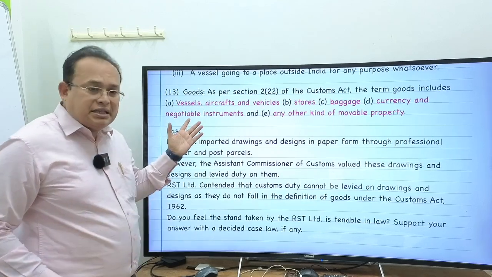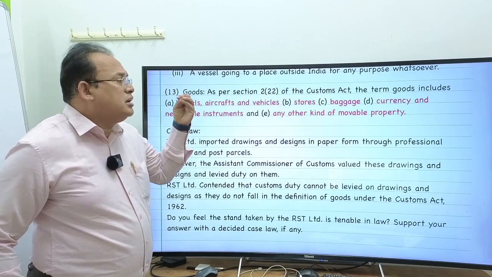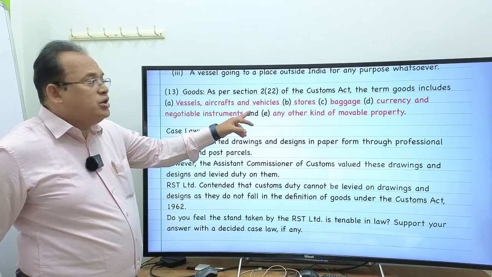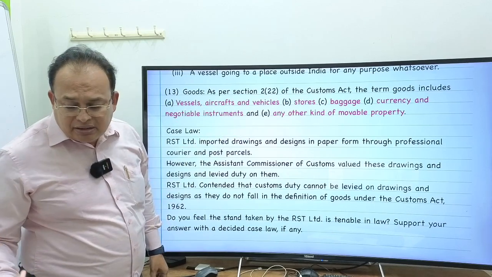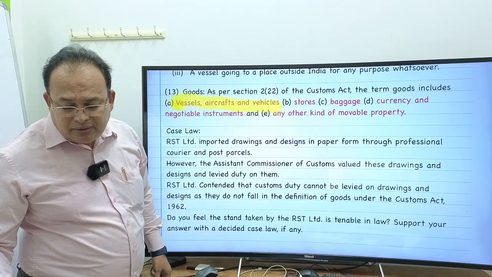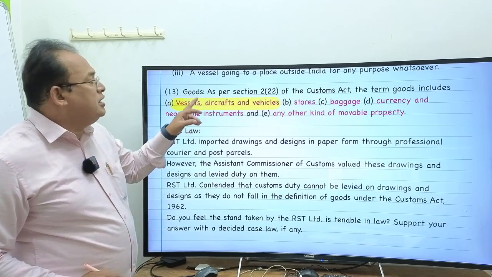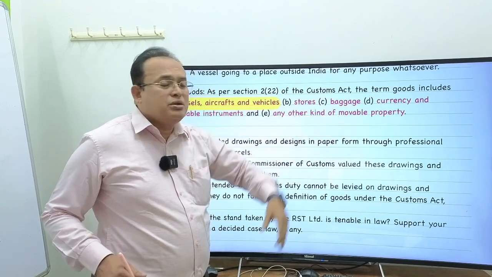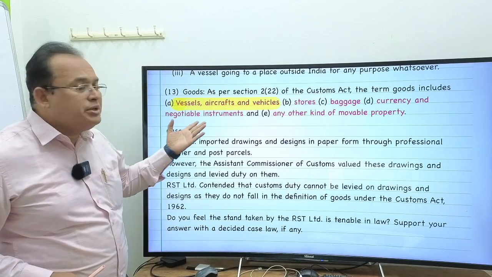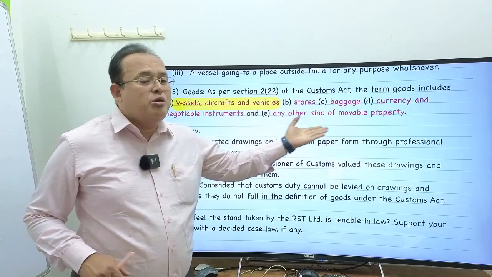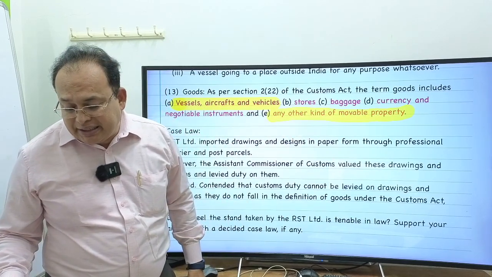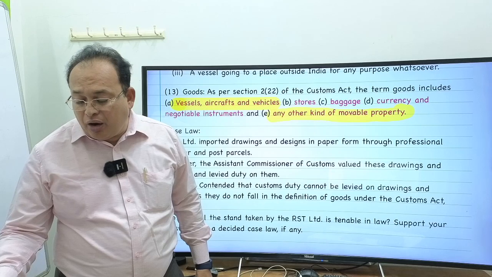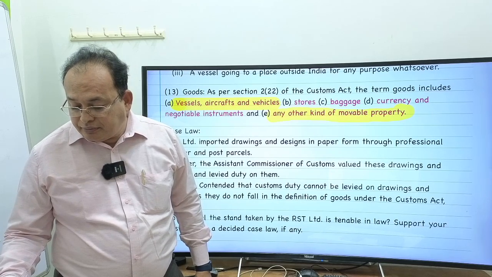But under the customs law we have a very clear, elaborative definition. Goods includes vessels, aircraft, vehicle. As a whole, goods includes conveyance. All three are called conveyance, as you are aware. Goods includes stores. Goods includes baggage, meaning luggage of the passengers. Goods includes currency notes and negotiable instruments. Goods includes any other kind of movable property. That is the elaborative point.